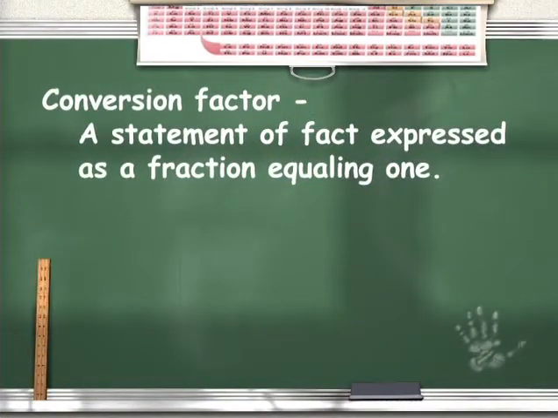To finish our conversion, we will multiply by a conversion factor. A conversion factor is a fraction that is equal to 1. Since we don't want to change the value of our measurement, 1 is the only number we can multiply by.